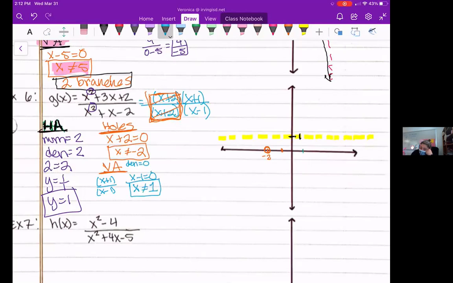So here's 1 over here. We have a vertical asymptote at this. So here's your VA at x equals 1, vertical line, and you have an HA at y equals 1. So what does this mean? Number of branches, because we only have one vertical asymptote, is 2. So we have 2 branches.